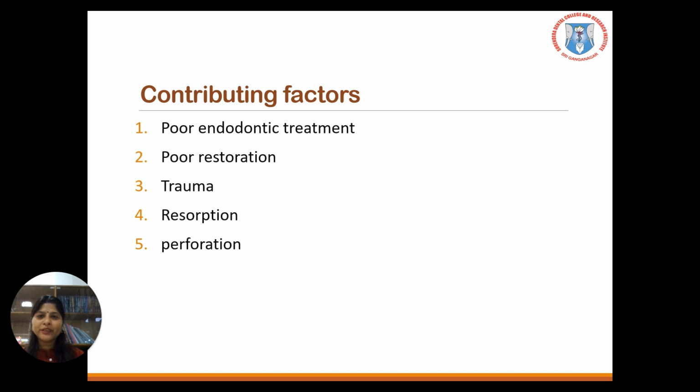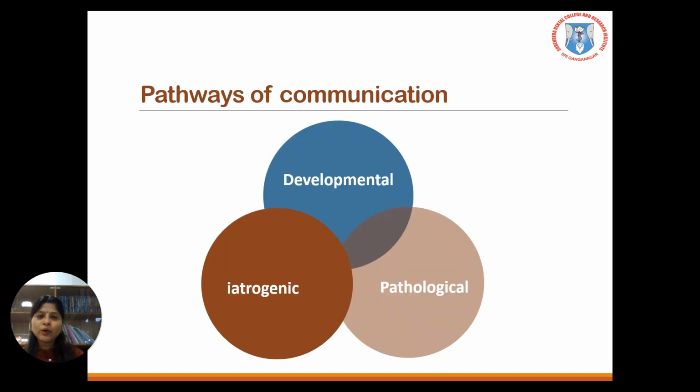Now, those were the primary etiological factors, whereas certain contributing factors which promote the lesions are poor endodontic treatment, poor restorations, trauma, resorption, and perforation. Now, how does this communication occur between the endodontic lesions and the periodontal lesions? It can be through developmental pathways, pathological pathways, or it can be iatrogenic.